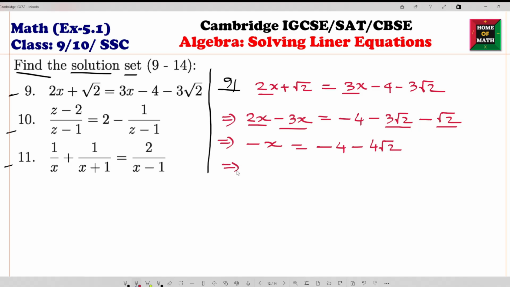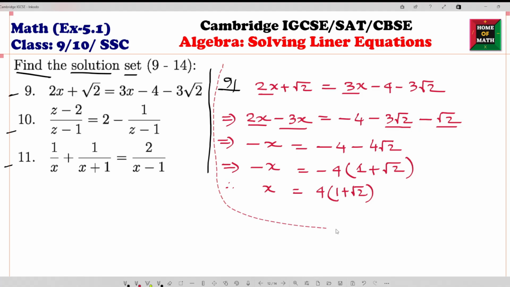Okay, then minus x equals to what? We can take common minus 4. So here is 1 minus root 2. Okay, 1 plus root 2 because we already took common minus. So we can write x equals 4 times 1 plus root 2. Okay, here we are multiplying minus 1 both sides, right?